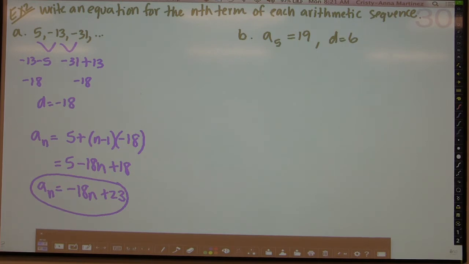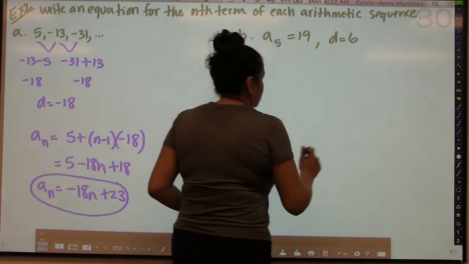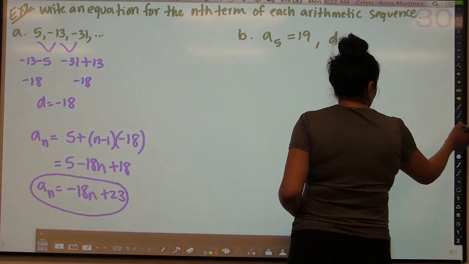Because we are given a sub 5, the fifth term in the sequence, and we're given the common difference, but we don't know what the first term is. So we need to figure out what the first term is before we can go any further. To figure out the first term, we're going to work with our formula a little bit backwards.